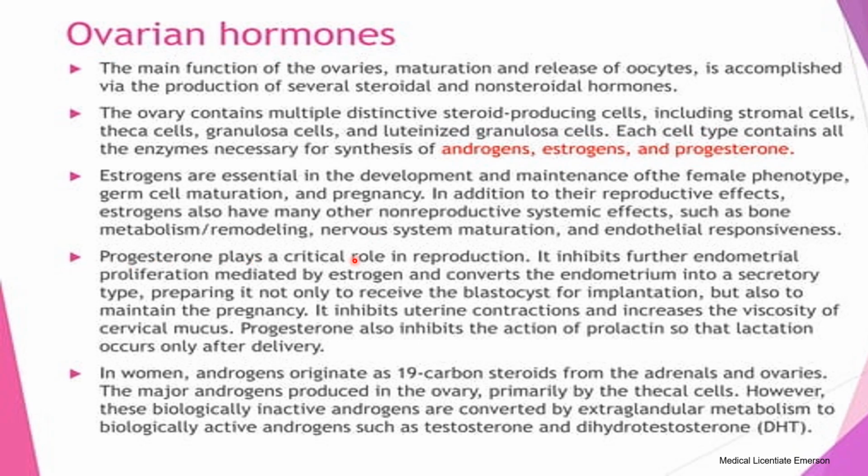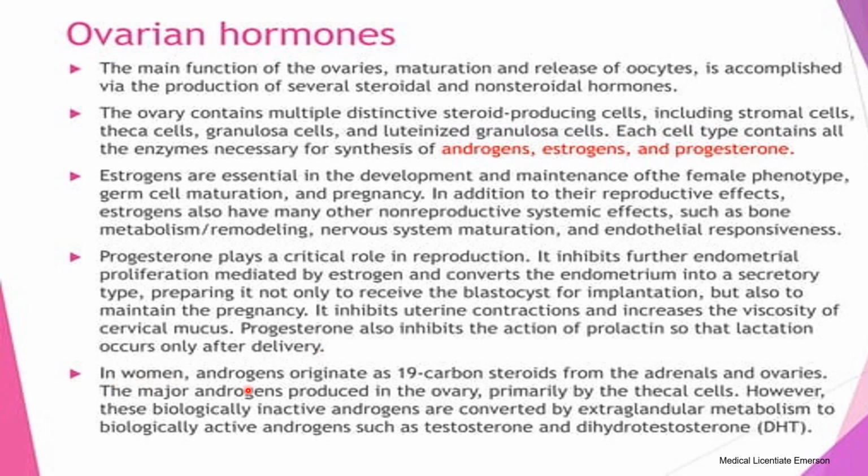Then progesterone plays a critical role in reproduction. It inhibits further endometrial proliferation mediated by estrogen and converts the endometrium into a secretory type, preparing it not only to receive the blastocysts for implantation, but also to maintain the pregnancy. It also inhibits the uterine contractions and increases the viscosity of the cervical mucus. Progesterone also inhibits the action of prolactin so that lactation occurs only after delivery.